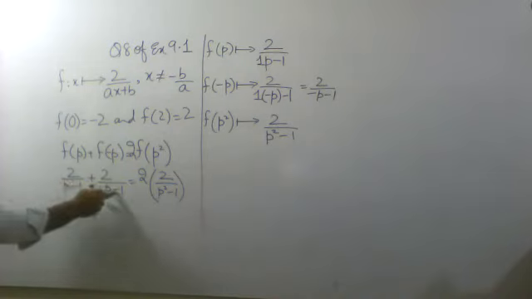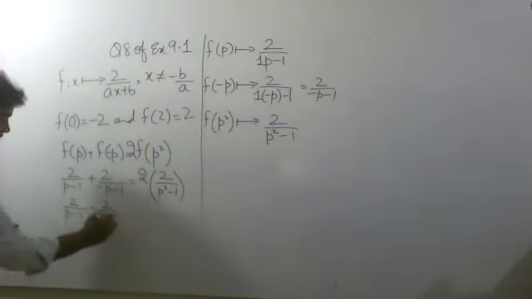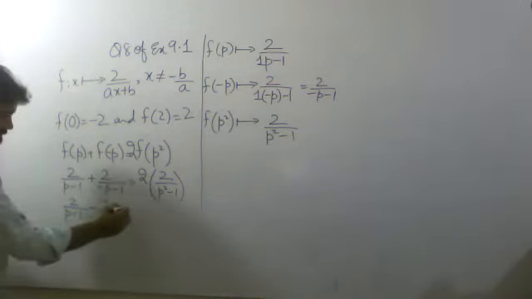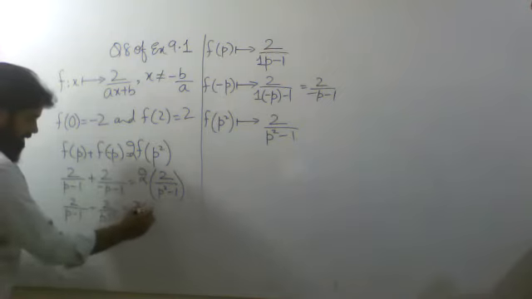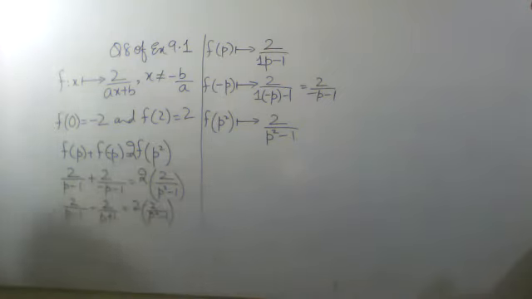Now let's simplify it, taking minus common. So this will become 2 upon p minus 1 minus 2 upon p plus 1. I'm not doing anything over here, I'm just leaving it like that, right? I can multiply them, but right now I'm not doing it. Maybe later I will complete it.